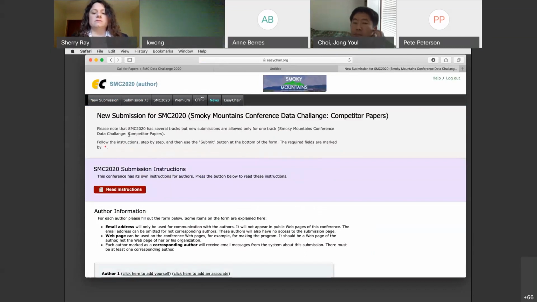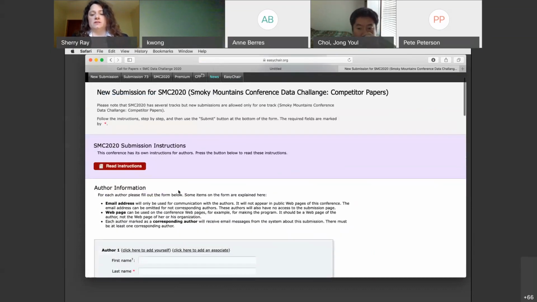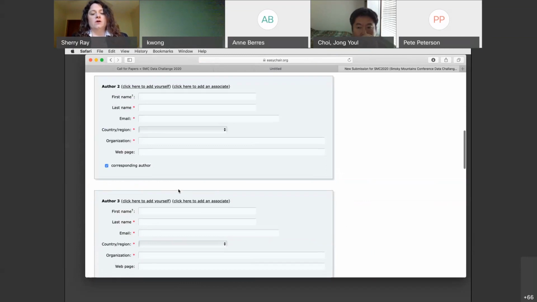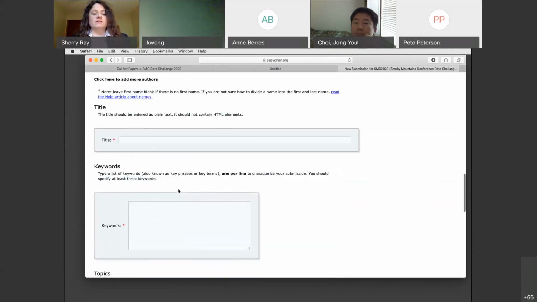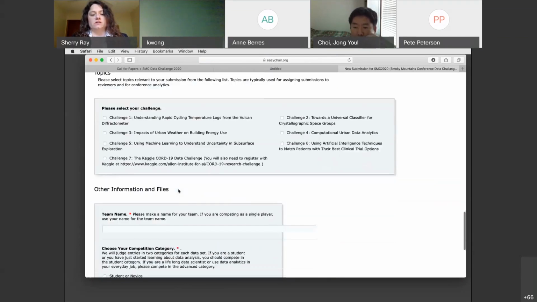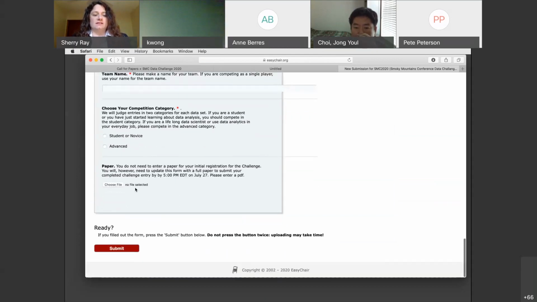And if you're really serious about finishing this, I would do this now because you can constantly update this site with your team members or with your paper. So basically it asks you the same kind of information as the registration, and then it has a blank for uploading your paper. And like I said, you can update this site as many times as you need until 5 p.m. on July 27th.